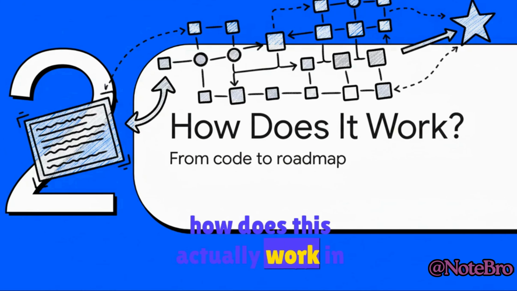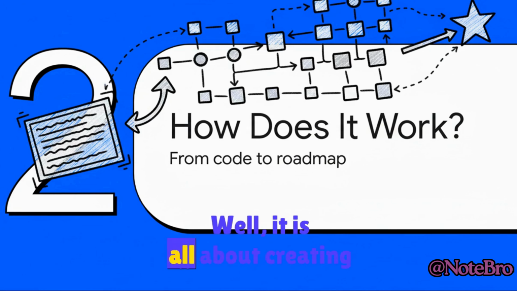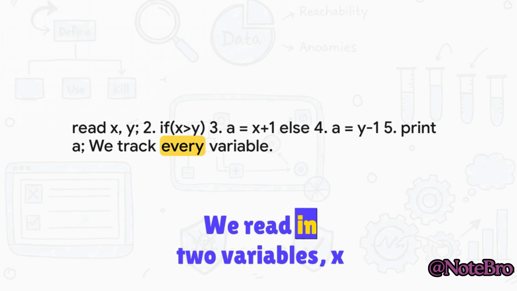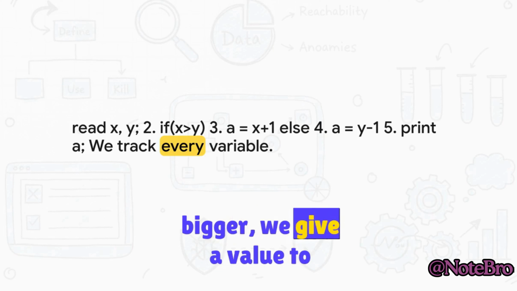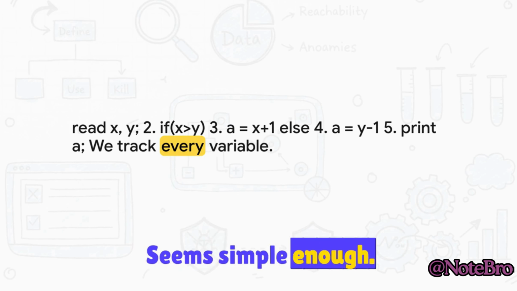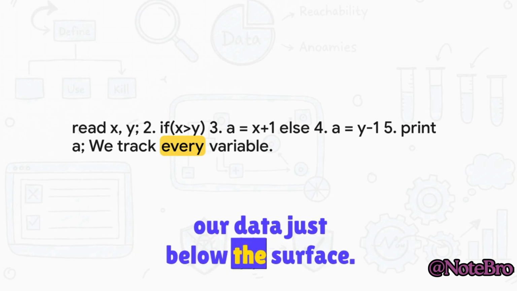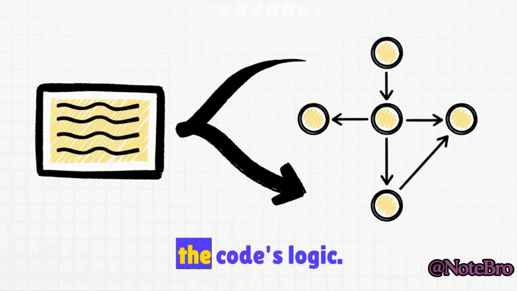But how does this actually work in practice? How do you go from a bunch of code to actually understanding its data flow? Well, it's all about creating a visual roadmap. Let's use a super simple piece of code as our guide. We read in two variables, x and y. Then, depending on which one's bigger, we give a value to a new variable, a, and finally, we print a. Seems simple enough, right? But believe it or not, there's a whole journey happening with our data just below the surface.